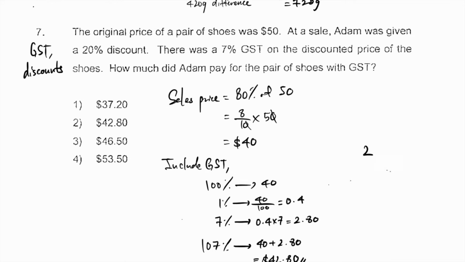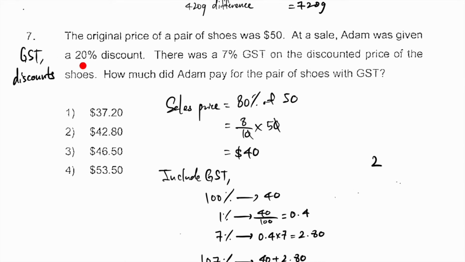The common mistake students make is to think, okay, we're going to minus 20% because that's a discount. After that, we're going to plus 7%. No, that is wrong, okay? This is 20% off that 50. Yeah, that's correct. But this is not 7% off $50. No, this is 7% off the usual price.